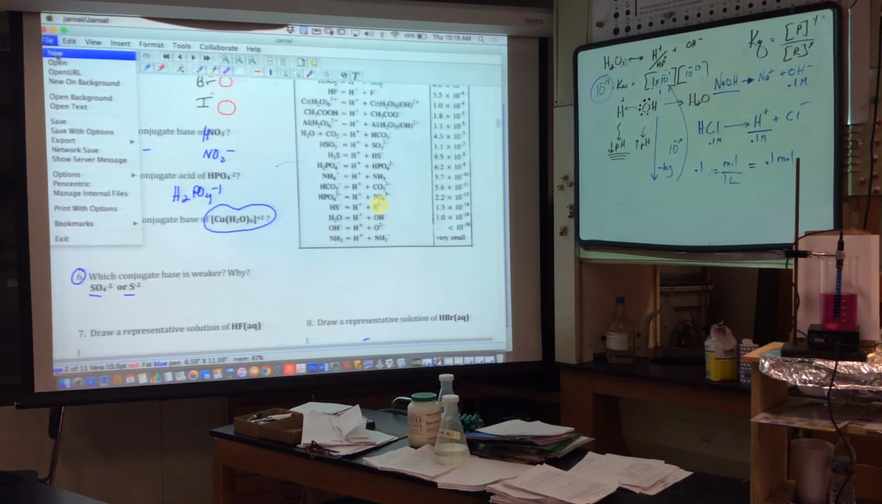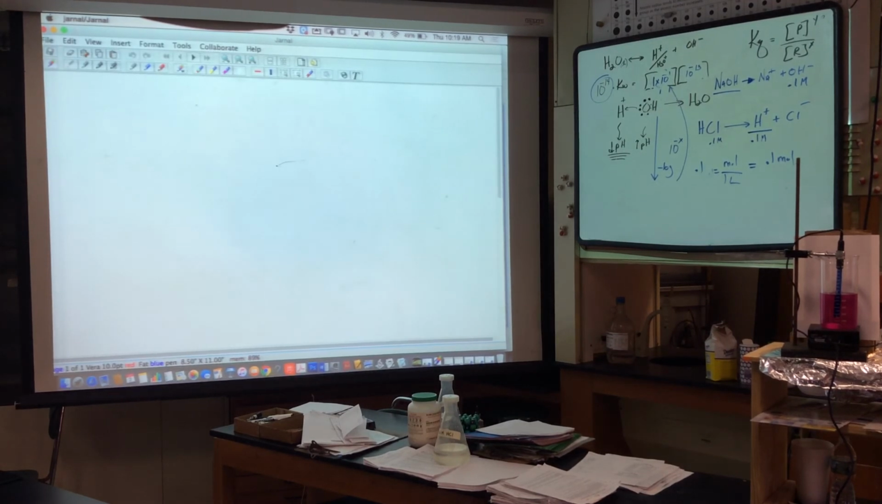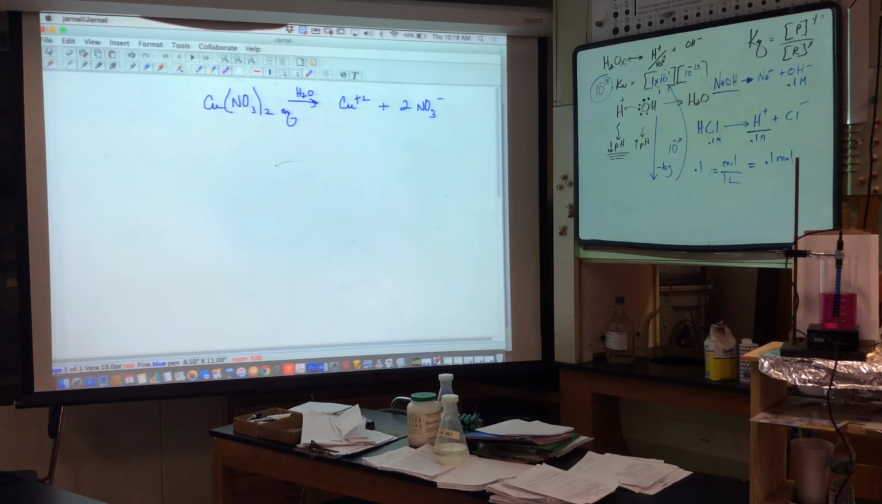Okay, let's do this. Watch. Let's say I take copper nitrate, copper 2 nitrate, and I drop it in water. Just take this last little piece today. It's going to make copper plus 2, and it's going to make 2 nitrates. This is aqueous. Well, it's solid going to aqueous. Who cares? Now, the point is, in my solution, I have copper plus 2. I know I have nitrates too.